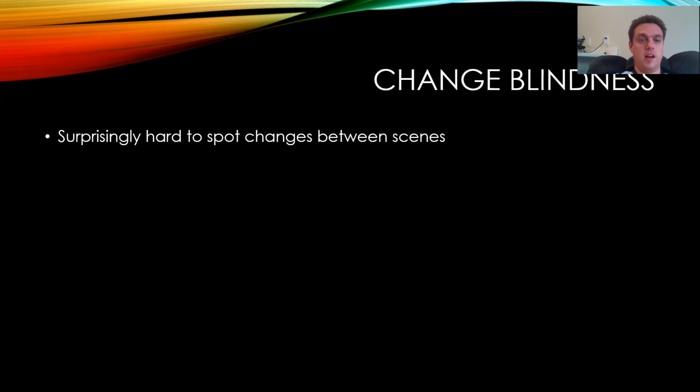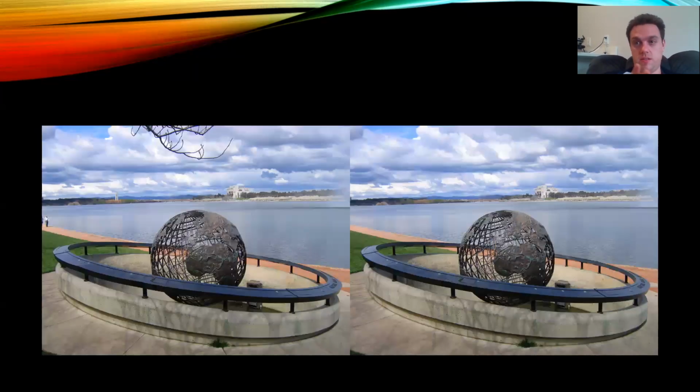Change blindness. This is the finding that it is surprisingly hard to spot changes between scenes, as you just experienced. So you show people a couple of scenes, right? There's a brief interruption, like a blank screen in between. We'll get to the significance of that. And there's some sort of change. So for example, in this one, the people disappear.